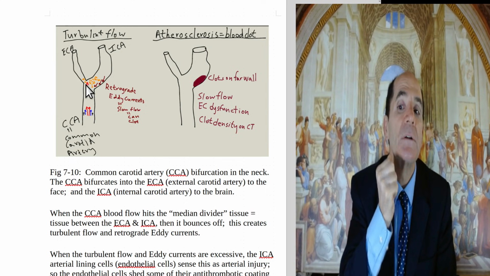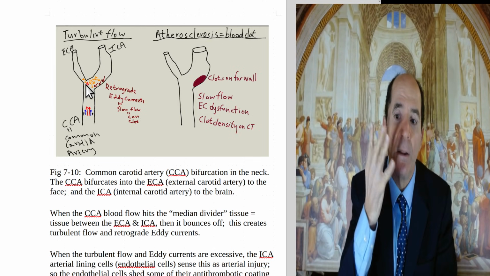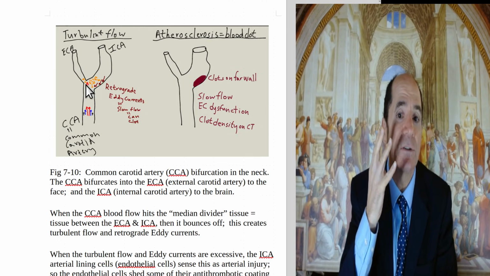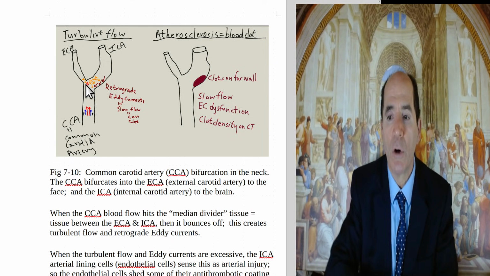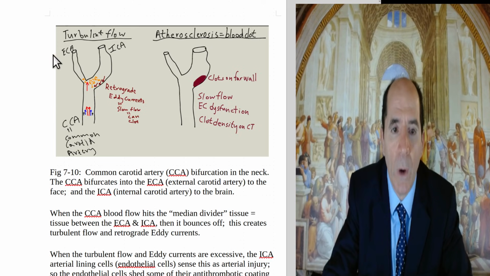The thumb goes up into the skull. That's the internal carotid artery, goes up into the brain. The fingers are like external carotid artery branches. Those go to the face. All right, so the internal carotid is the important one.